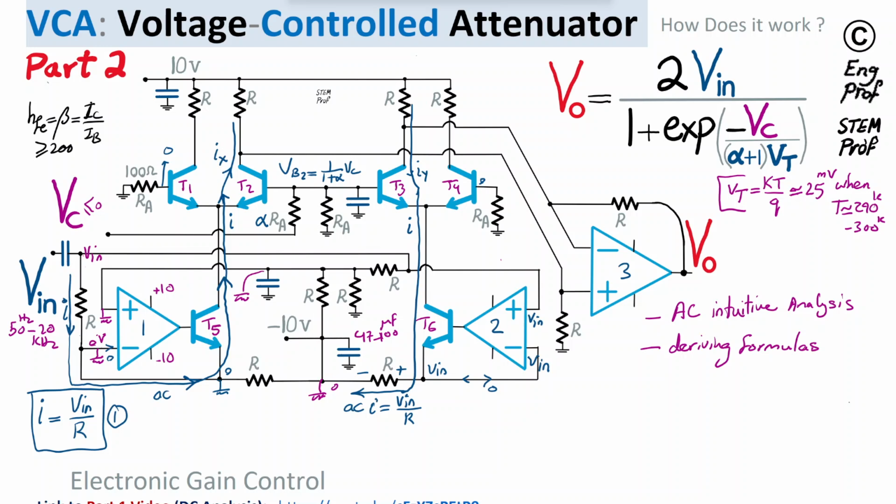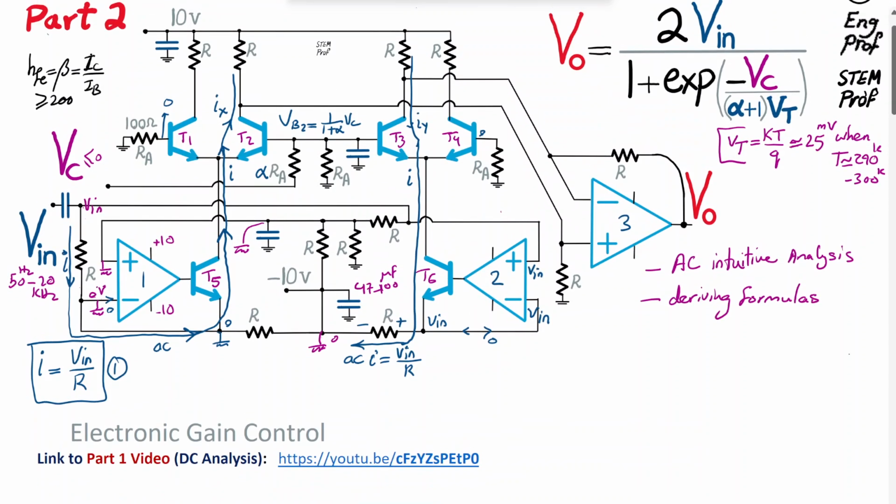Okay, so with that in mind, let's find these. How do we find them? Let's focus on the T1, T2 NPN BJT differential pair. What I can say is that from 0 volt at the base of T1, there is a plus minus VBE1.